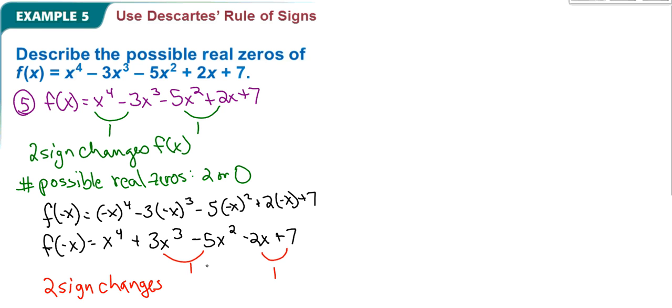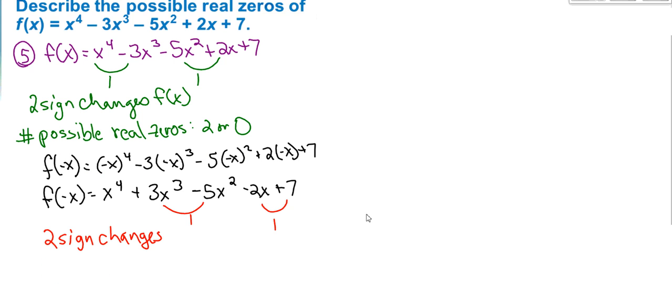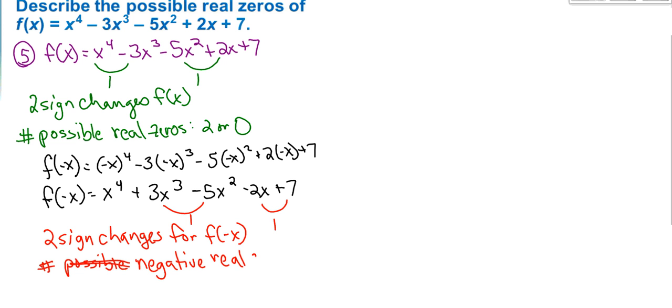for negative f of x, or f of negative x, excuse me. So the number of possible real zeros. I just am reading up there. Number of possible, I wrote, and then I should have written positive. My apologies, the number of negative, I'll fix that, real zeros is also 2 or 0.